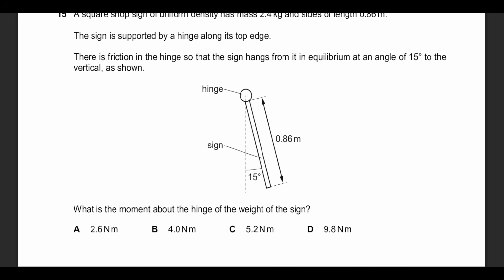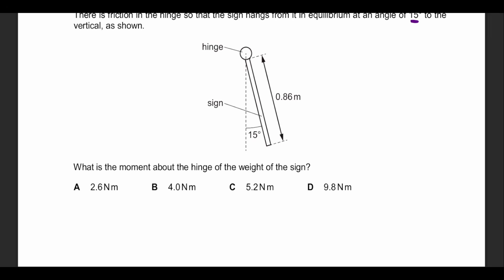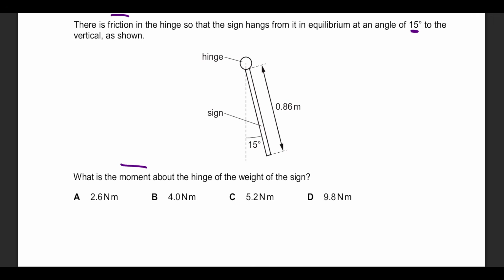All right, question 15. It says a square sign has uniform density. Its mass is 2.4, and the length is given. There's friction in the hinge, which prevents it from coming back down again, and it's stuck at a 15 degree angle. By the way, this is a repeated question in past papers. It asks: what is the moment about the hinge of the weight of the sign, which is still there, but the friction is trying to stop it?